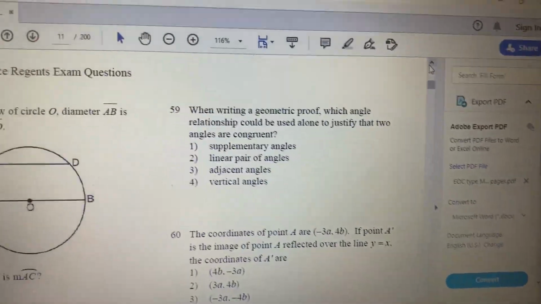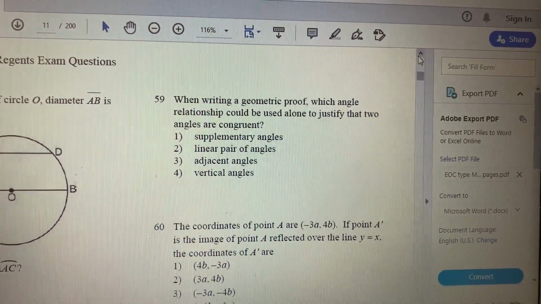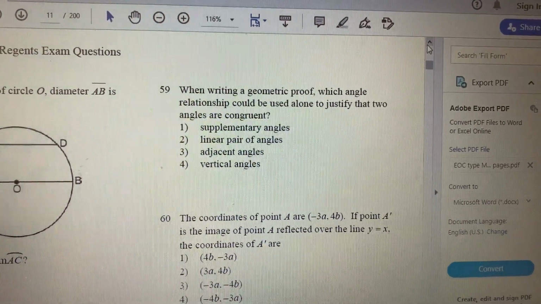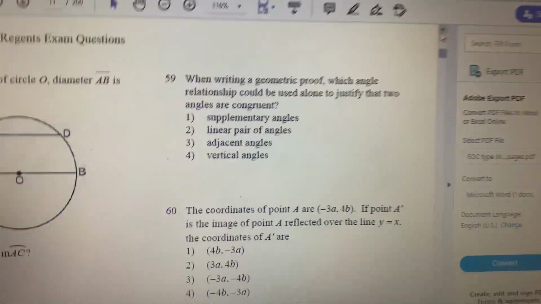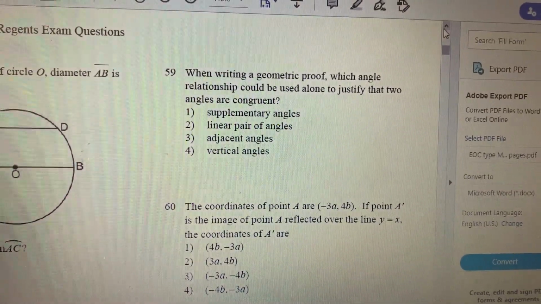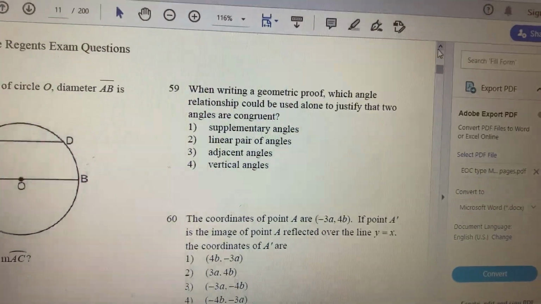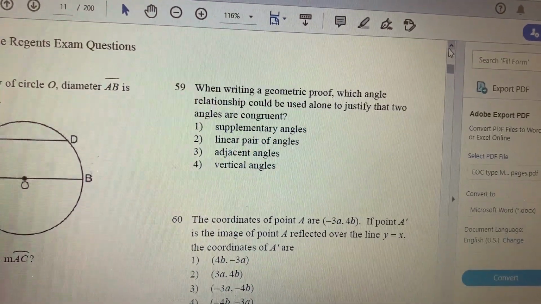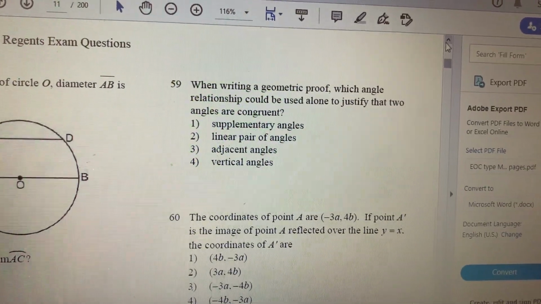So again, congruent just means equal. Supplementary, right? Well, all supplementary tells me is that there are two angles that add up to 180. The only way they would be congruent is if they were both 90, but you could have one angle that's 100, one angle that's 80, so it's not necessarily that they're supplementary.